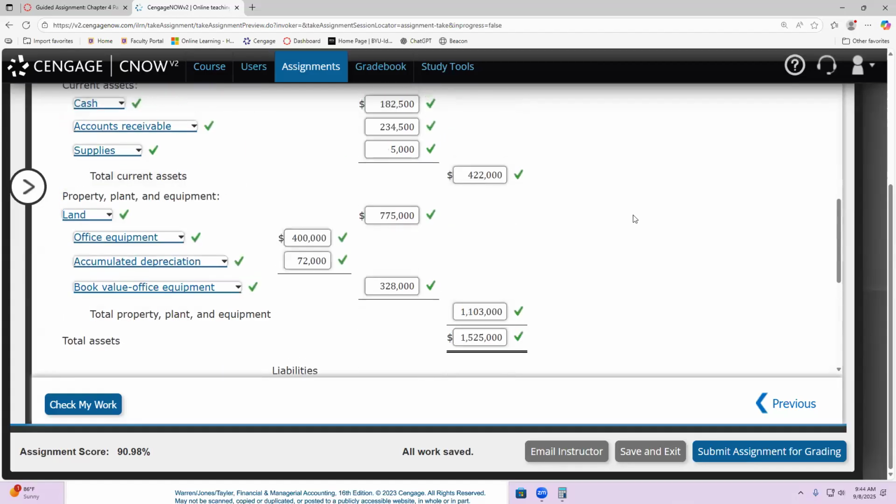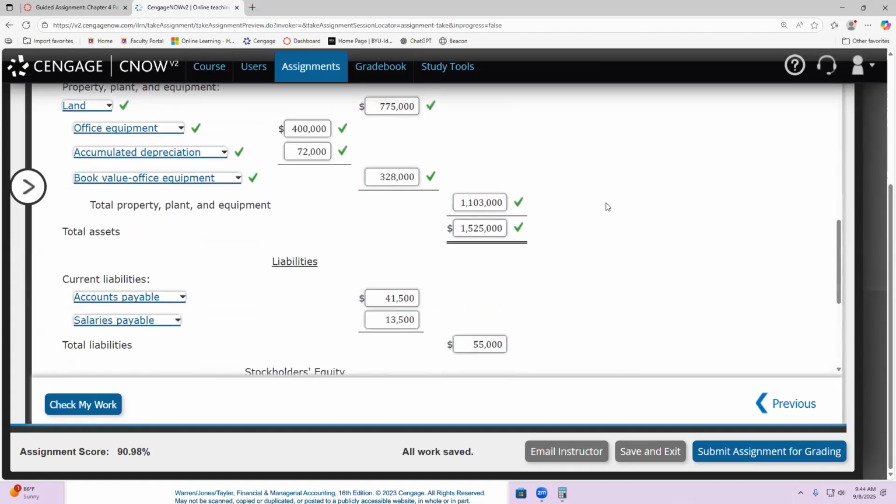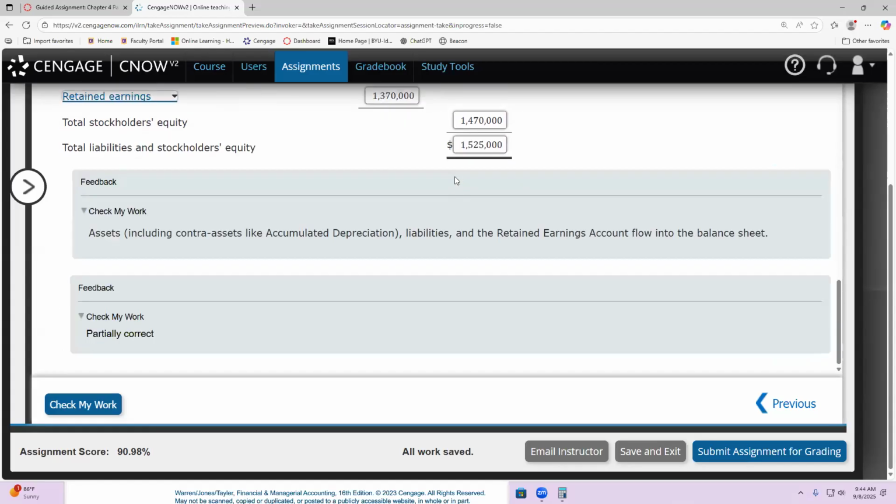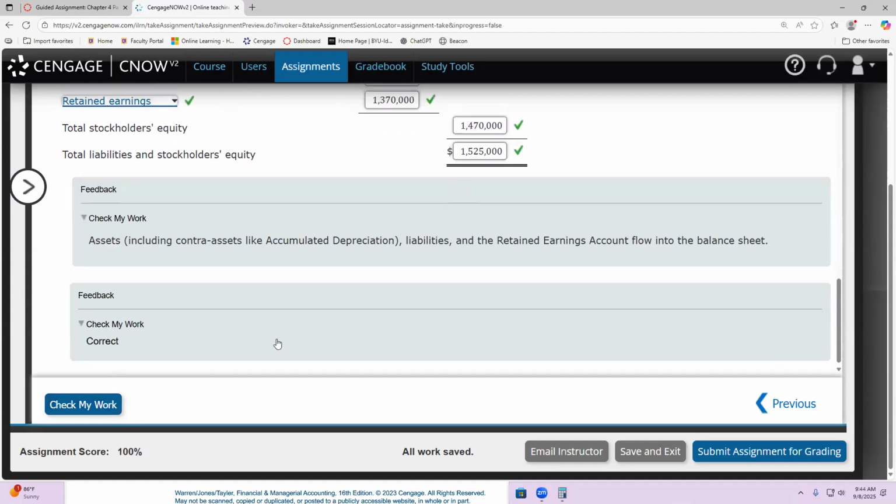We can come up here and make sure and say what was our total assets. Oh, well, good. They were 1,525,000. Assets equal liabilities plus equity. So we should be good.